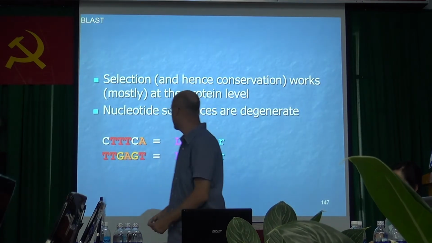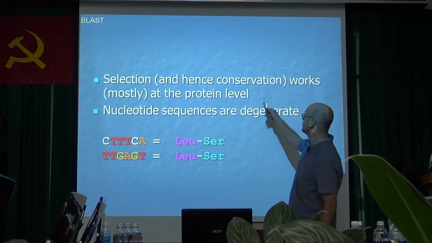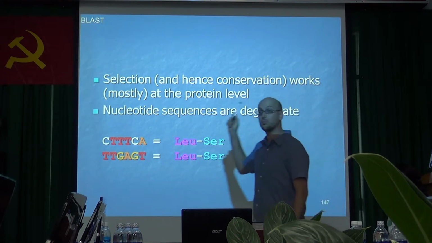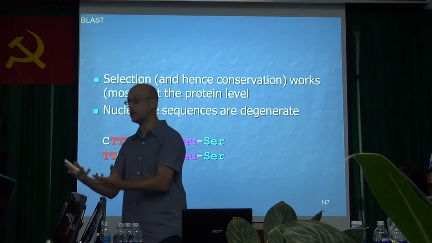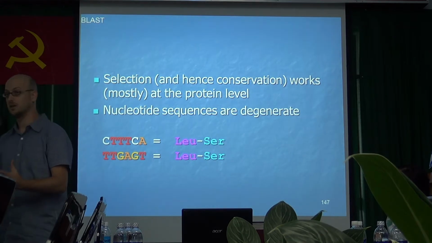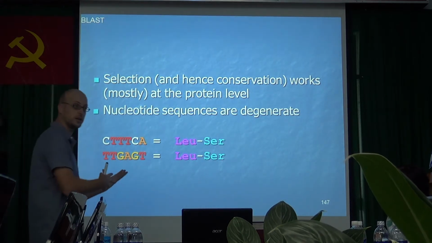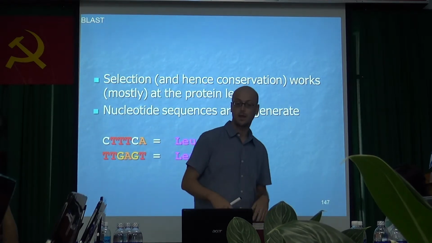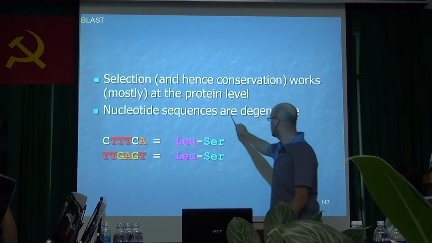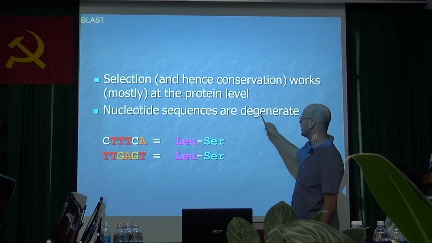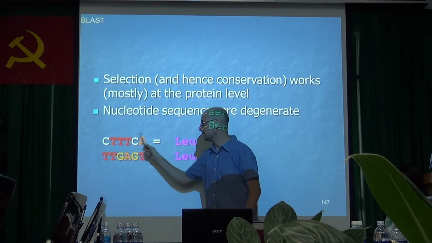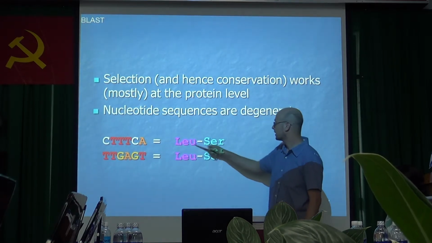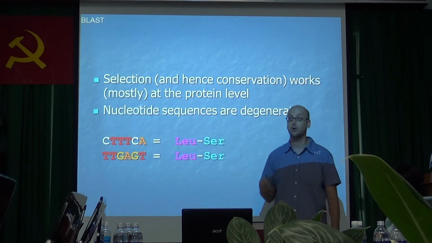Why protein? We said, first of all, because selection and conservation work at the protein level, so protein is the machine of the cell. What's important is the machine is working. We don't care how this machine was created. And because the nucleotide sequences are degenerate, different DNA sequences can create the same protein.